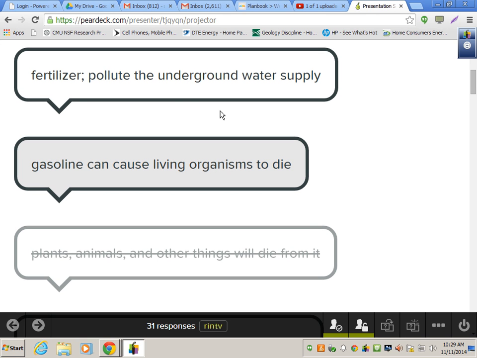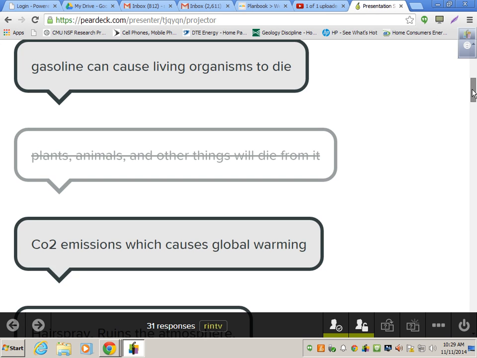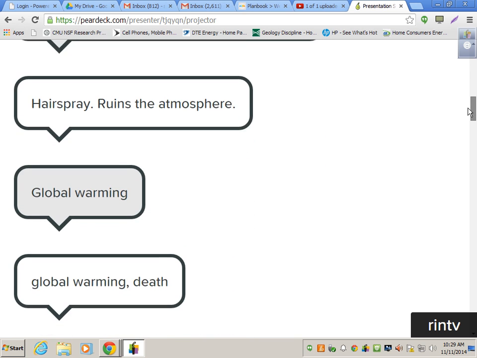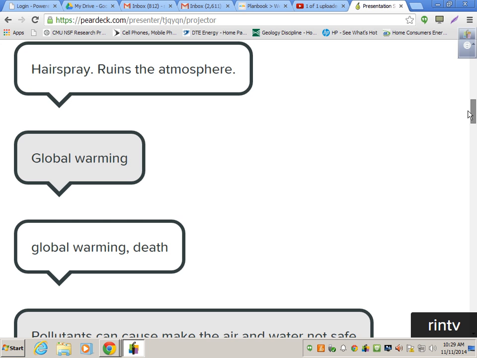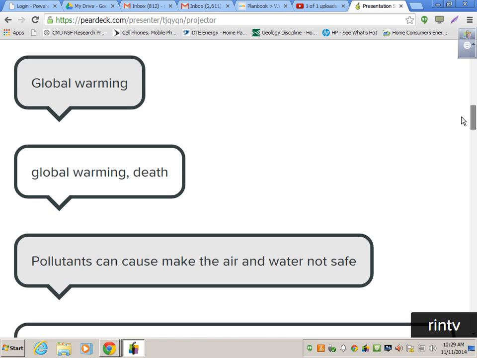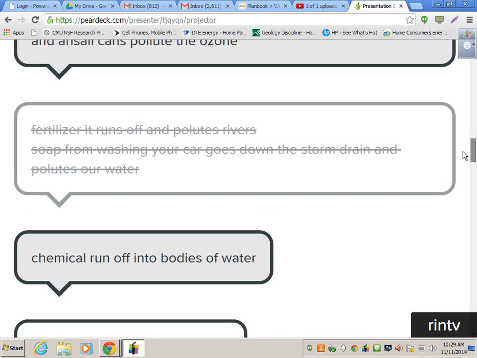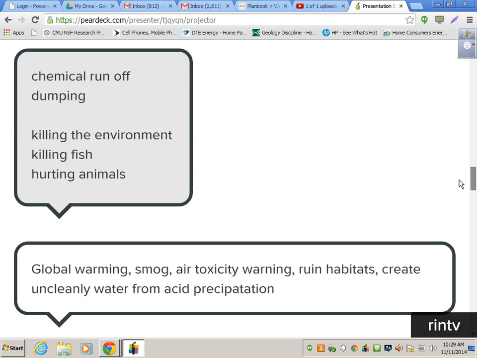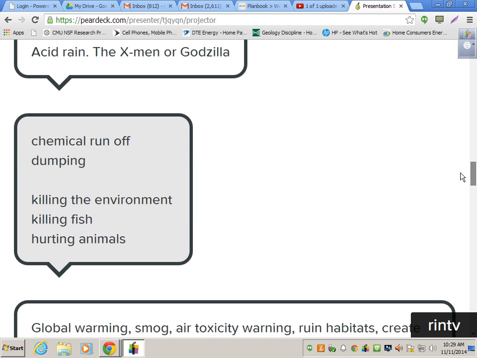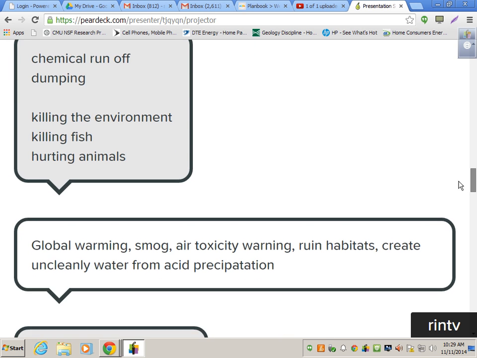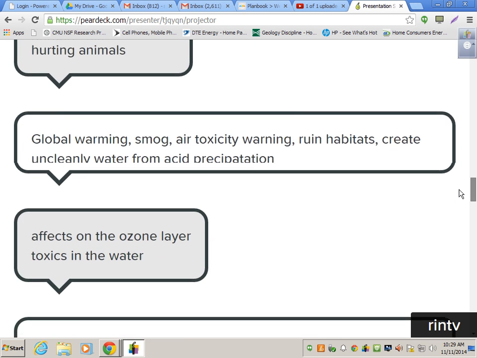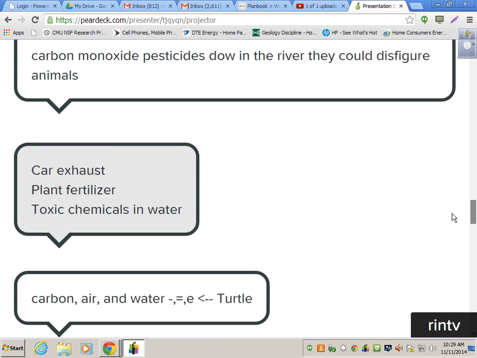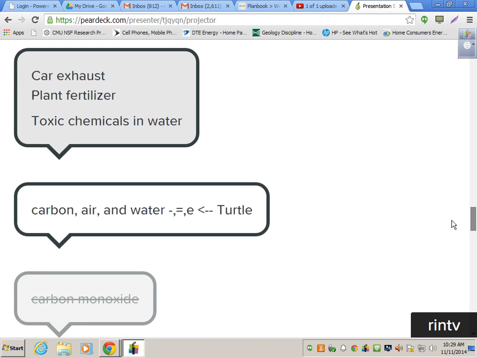Fertilizer pollutes the ground, so pollution of the groundwater. Gasoline, okay. CO2 emissions cause global warming. That's a good one. Hairspray ruins the atmosphere. Yep, the ozone layer, right? We'll talk a little bit about that today. Fertilizer runoff, I like that. Chemical acid rain, for sure. Not X-Men and Godzilla, but definitely decreasing wildlife, smog, air pollution, car, land, air, and water.